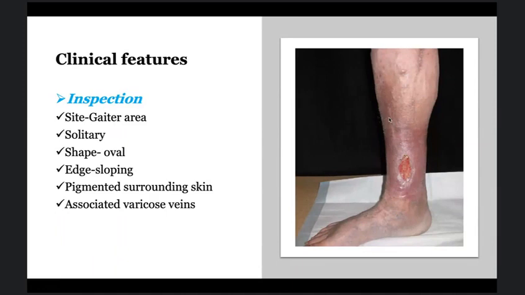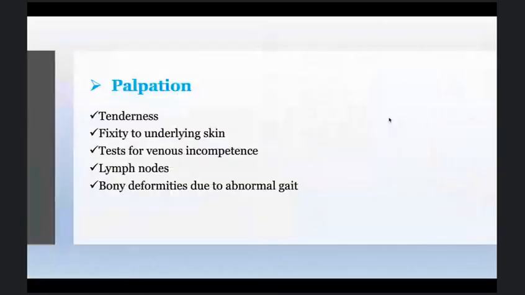That is inspection of venous ulcer. On palpation, the area surrounding the venous ulcer is tender, of course, and the ulcer is fixed to the underlying tissue. Sometimes during palpation we may test for venous incompetence; we will talk about this in the clinical sessions. Sometimes we may find lymph nodes due to cellulitis. Sometimes we may see bony deformities due to abnormal gait.